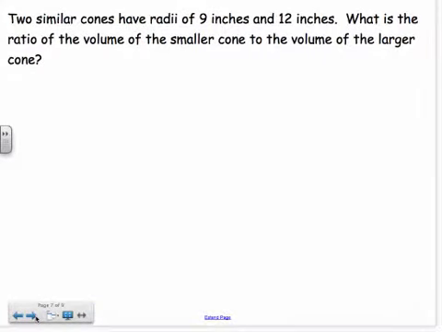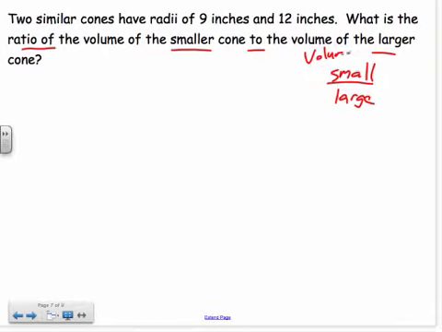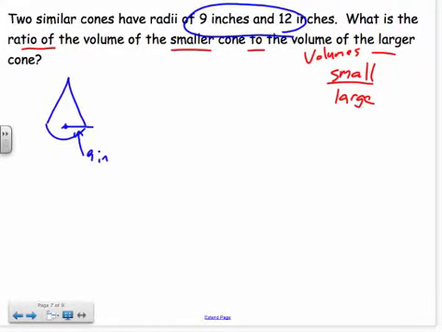So let's try something here. I have two similar cones that have radii of 9 inches and 12 inches. What is the ratio of the volume of the smaller cone to the volume of the larger cone? So this is important. It wants the ratio small to large. Okay, so basically in the end I'm going to have the small over the large for the volumes, right? So if I think about it, here's my scale factor. These two correspond. I could draw a picture. I don't really need to. So I've got one cone that has 9 inches. I've got another, bigger cone.